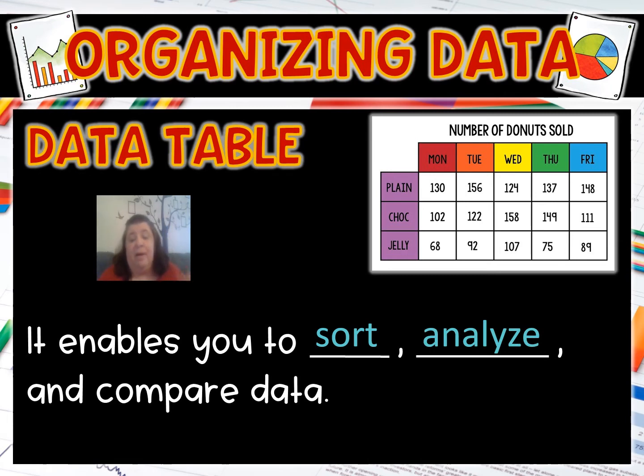You can compare how many plain donuts were sold on Monday to how many plain donuts were sold on Friday, or how many chocolate donuts people ate. It looks like people eat a lot of chocolate donuts on Wednesday, so you would know that Wednesday is your big seller day. But look at Friday; not many people wanted them on Friday. So that's how you could interpret and analyze your data.